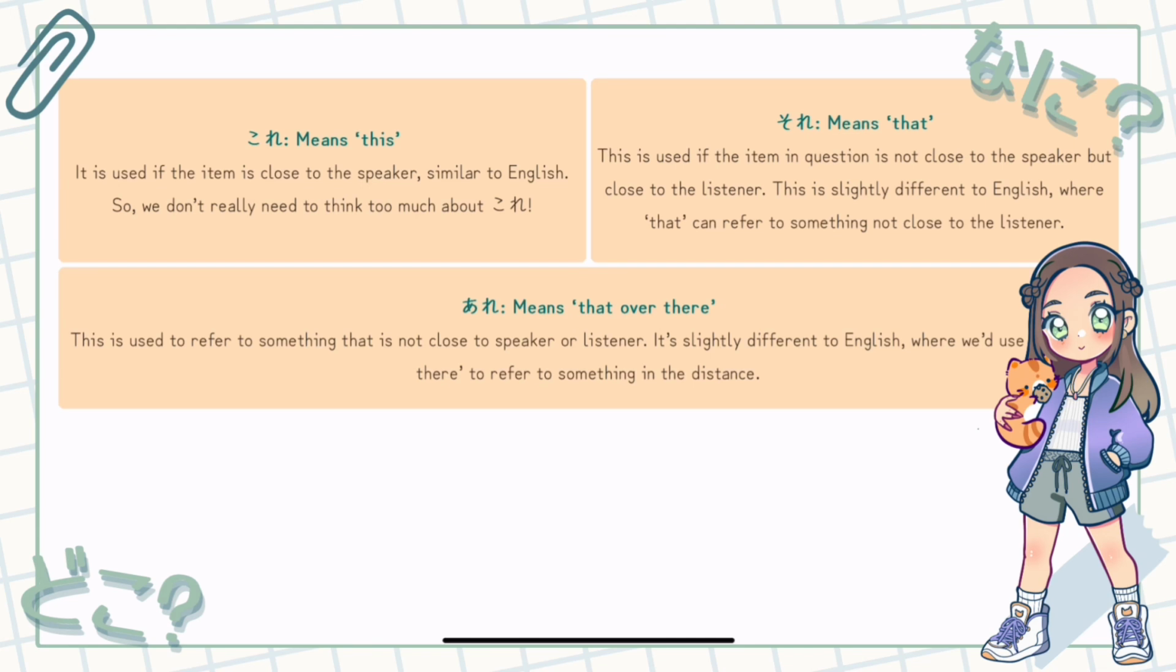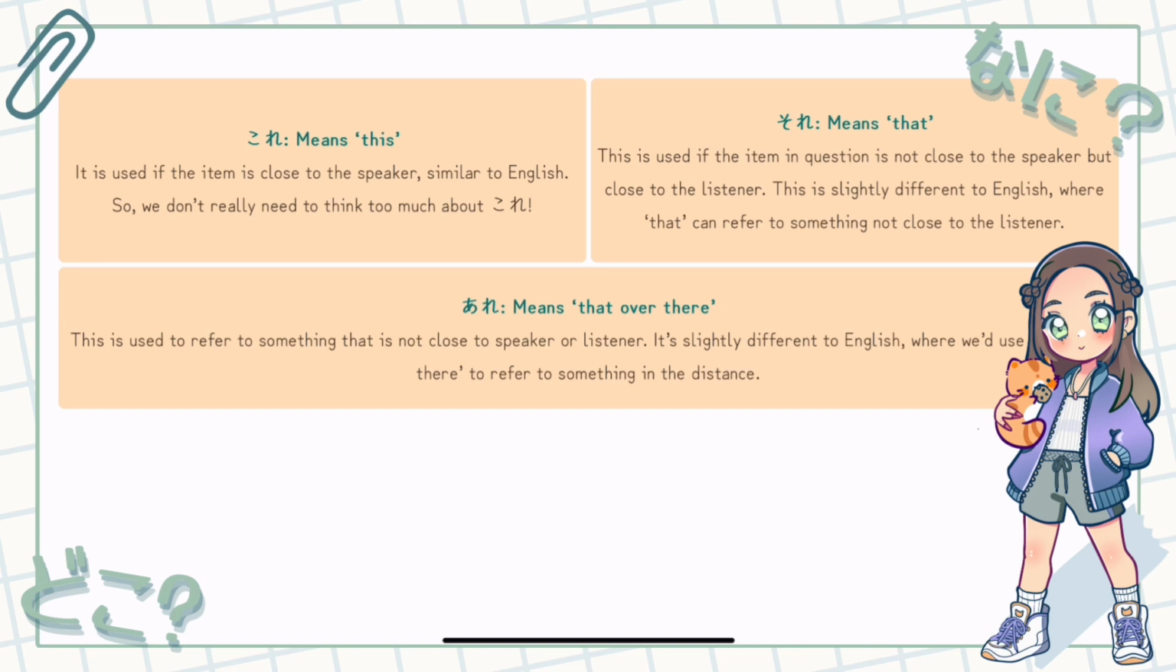Sore means that. However, this is where it gets a bit different. This is used if an item in question is not close to the speaker, but is close to the listener. This is slightly different to English, where that can refer to something that's not really close to the listener, but if it's not too far away from either of them, you can say that. Even maybe if it's a little bit far away. But no, in Japanese, it's not close to the speaker, but it is close to the listener. Are means that over there.